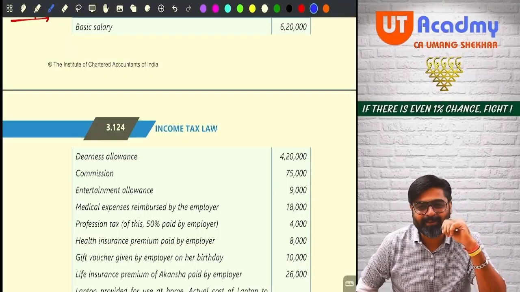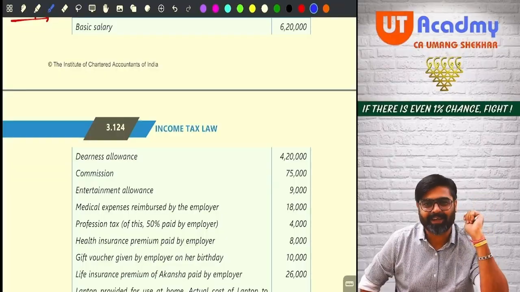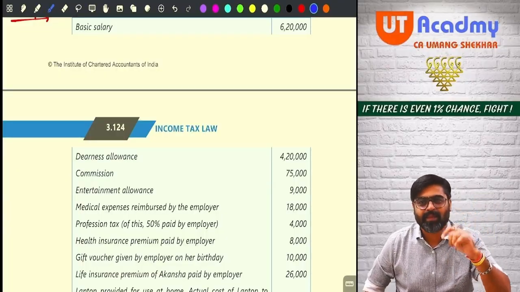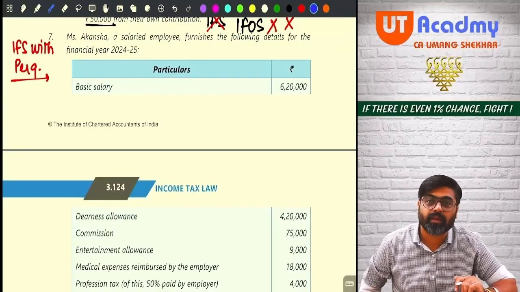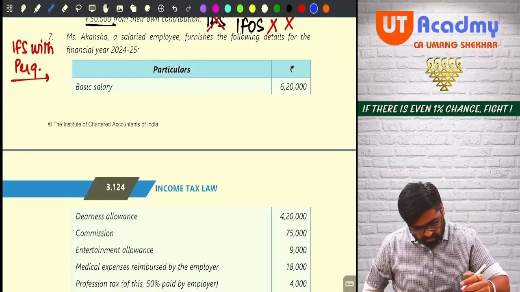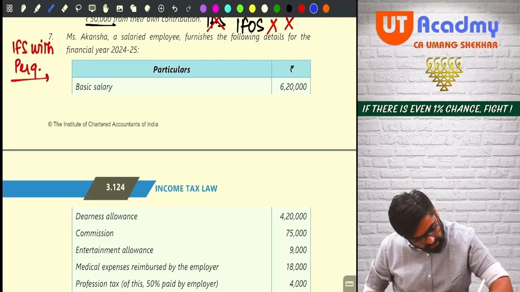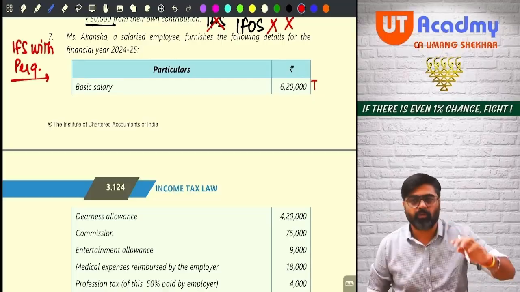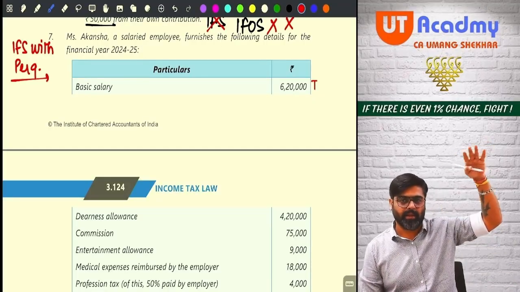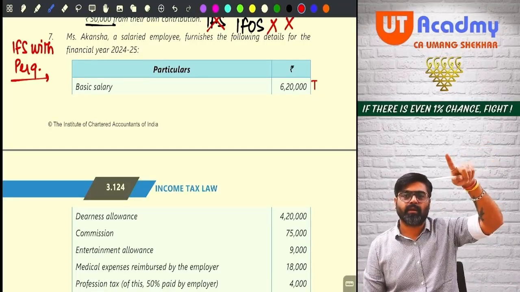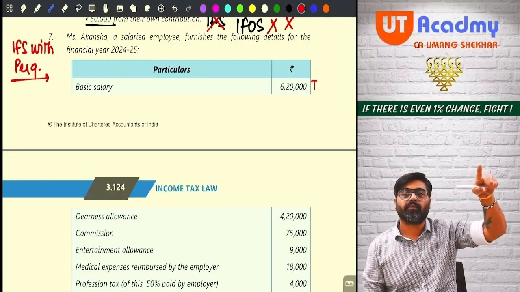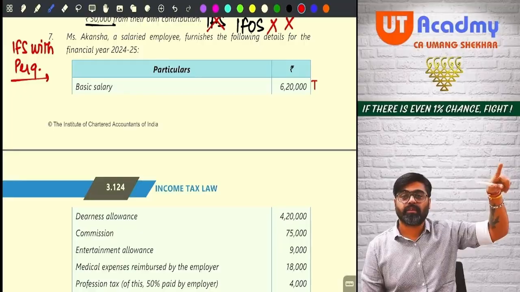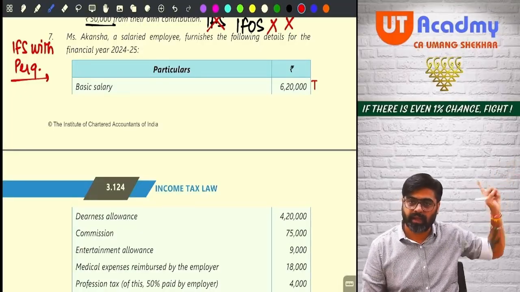So what we are going to do for Akanksha, you are supposed to tell me whether her basic salary is taxable or not taxable. Taxable, no? So write down T for taxable. Whatever statement of salary we will prepare, in that statement of salary, the computation of taxable salary for Akanksha will be there. The first income will be basic salary 6,20,000, taxable.